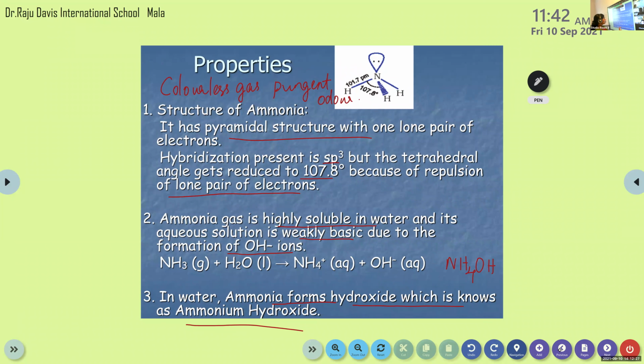Yes, ammonia forms a hydroxide, which is known as ammonium hydroxide. That means here it is in the form of ions, right? NH4 plus and OH minus. They will combine together to form NH4OH, ammonium hydroxide. You can split it into ions, NH4 plus and OH minus. When they combine together, it becomes ammonium hydroxide.